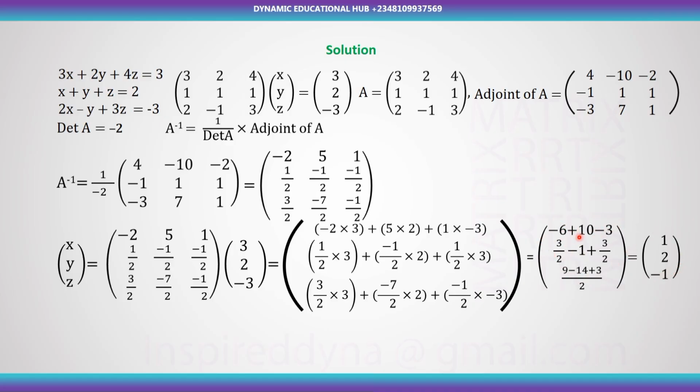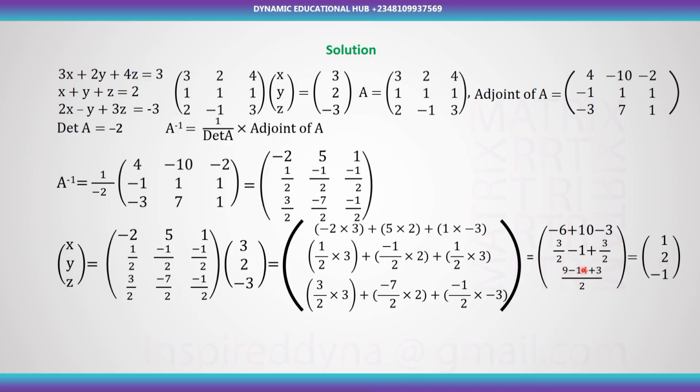Minus 6 plus 10, that is 4. Plus 4 minus 3, that is 1. So this guy over here, 3 over 2 minus 1. Or 3 over 2 plus 3 over 2, that is 3. 3 minus 1, that is 2. 3 over 2 is 1.5. 1.5 plus 1.5, that is 3.